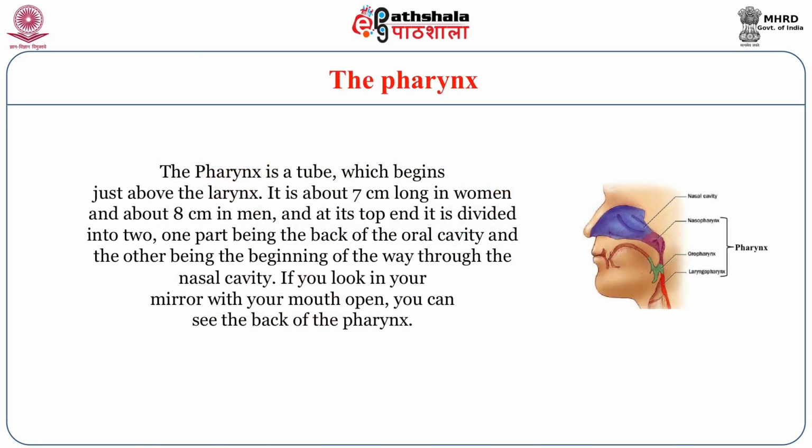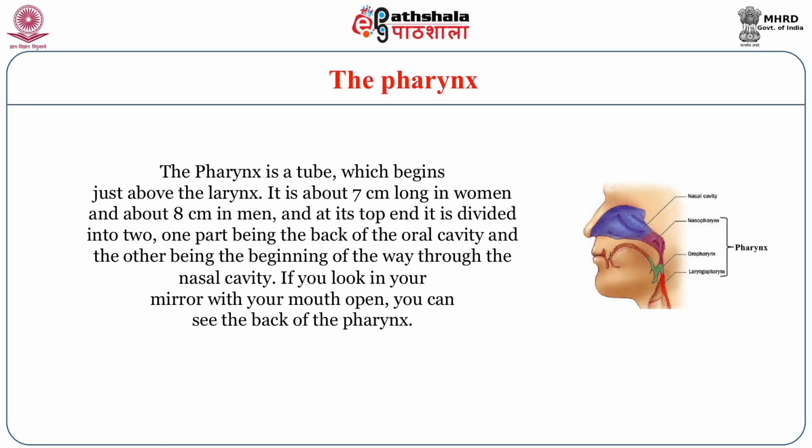You have seen in this particular diagram that the pharynx is a tube which begins just above the larynx. It is about 7 cm long in women and about 8 cm in men. And at its top end, it is divided into two, one part being the back of the oral cavity and the other being the beginning of the way through the nasal cavity.